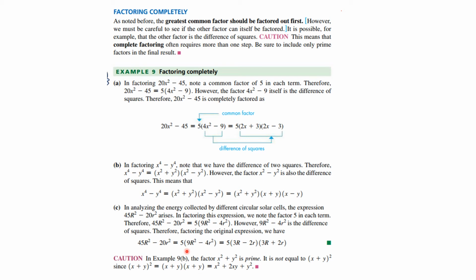But 9 big R squared is 3 big R whole squared. And this other one is 2 lowercase r whole squared. So this can be factored further using the difference of squares. This is 5 times 3R minus 2r, times 3R plus 2r.